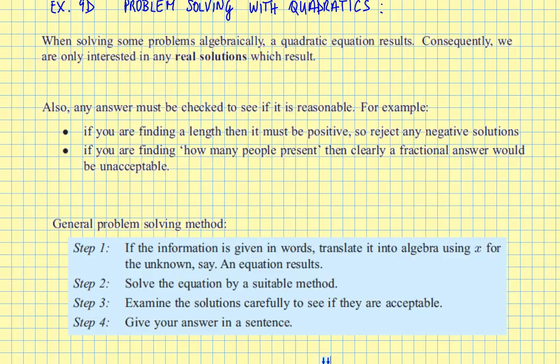And once you've solved the problem, you're going to see how reasonable the solution seems in the context of the problem itself. Then you're going to write your final answer in sentence form, meaning that you will write out something along the lines of, therefore the length of the triangle base is equal to blah blah blah, whatever. Okay, so let's get started on the first problem.